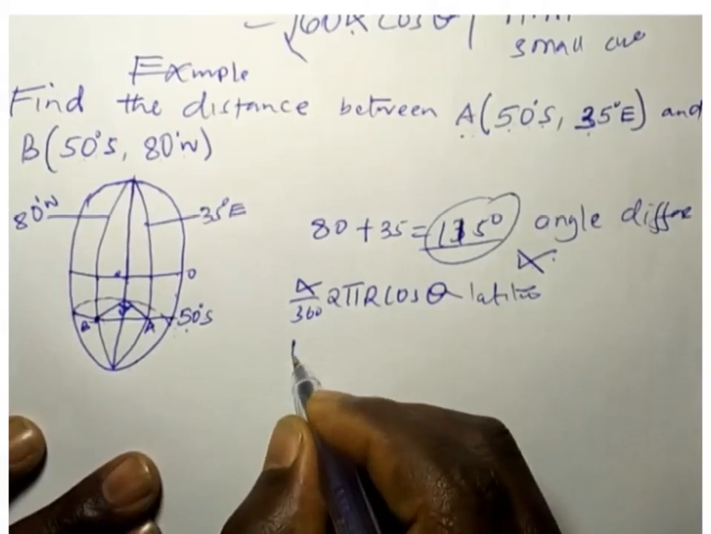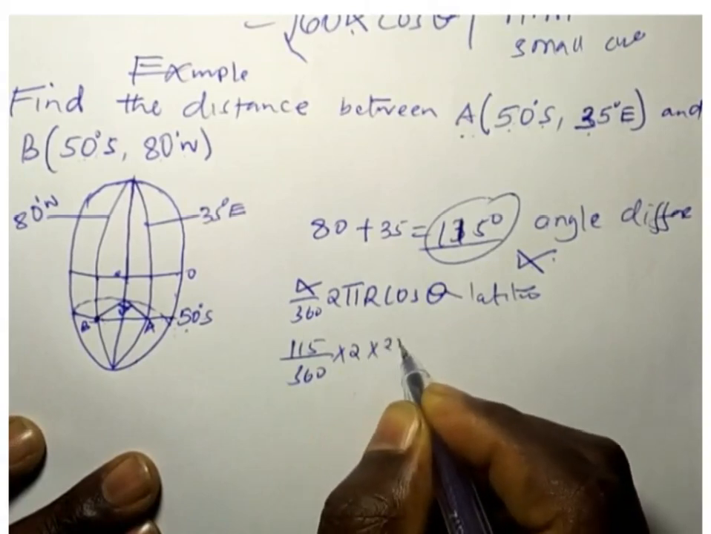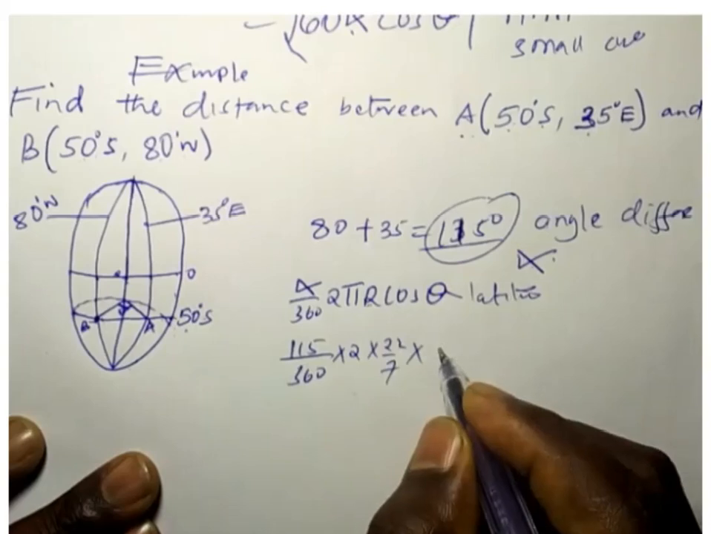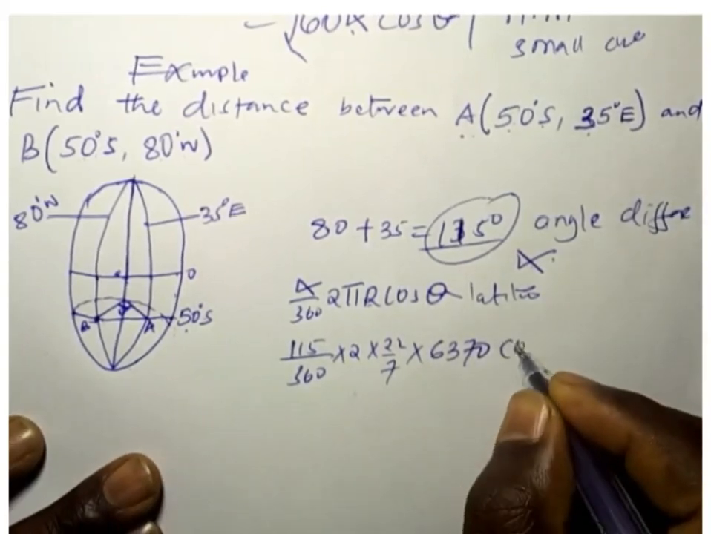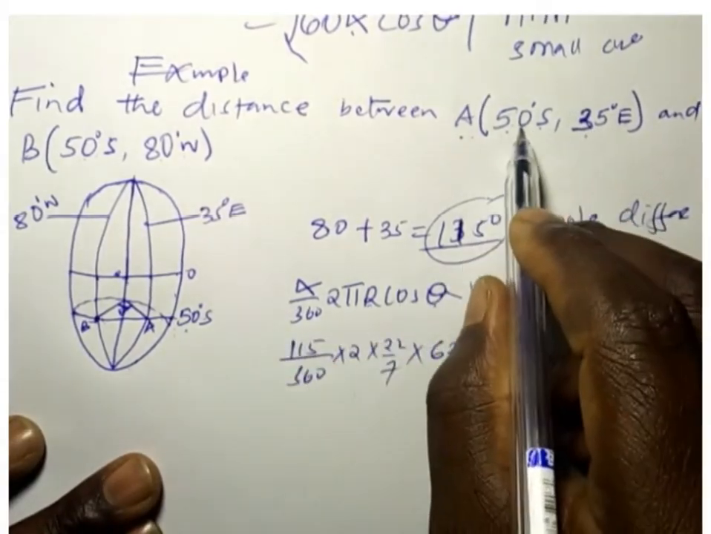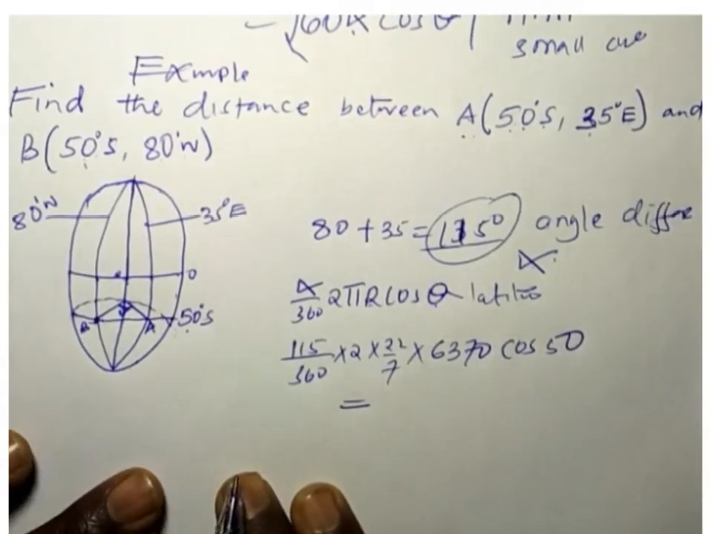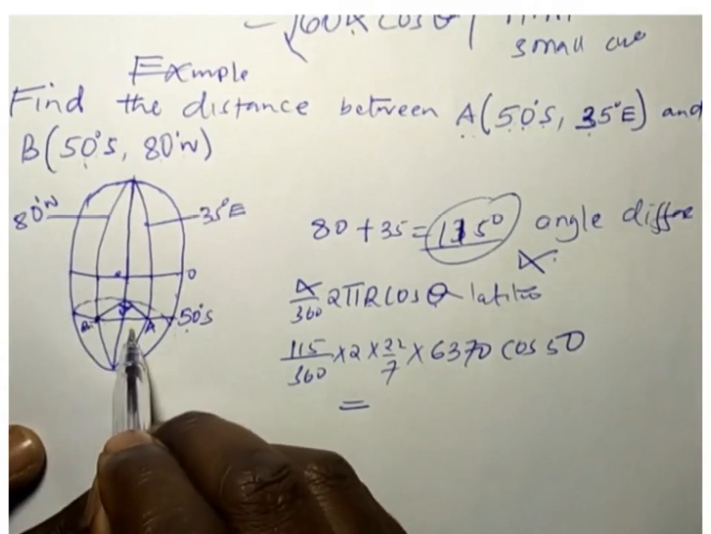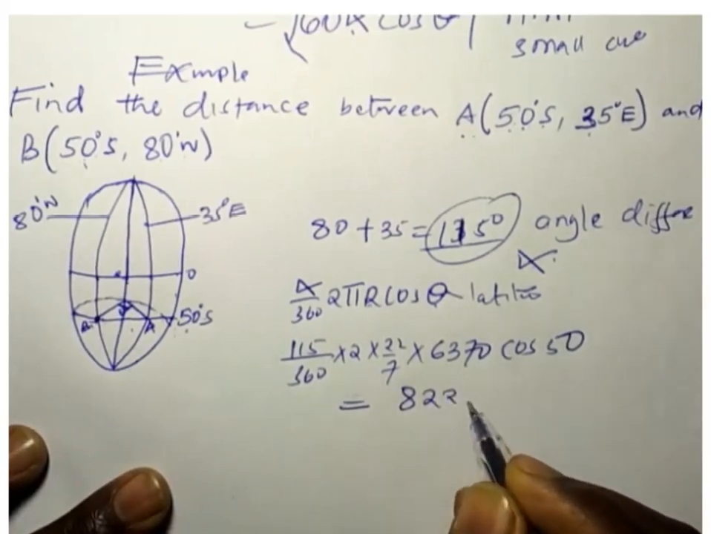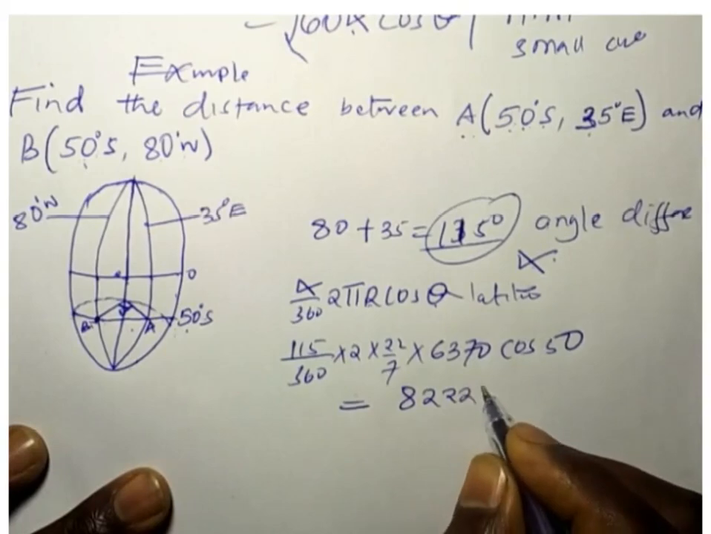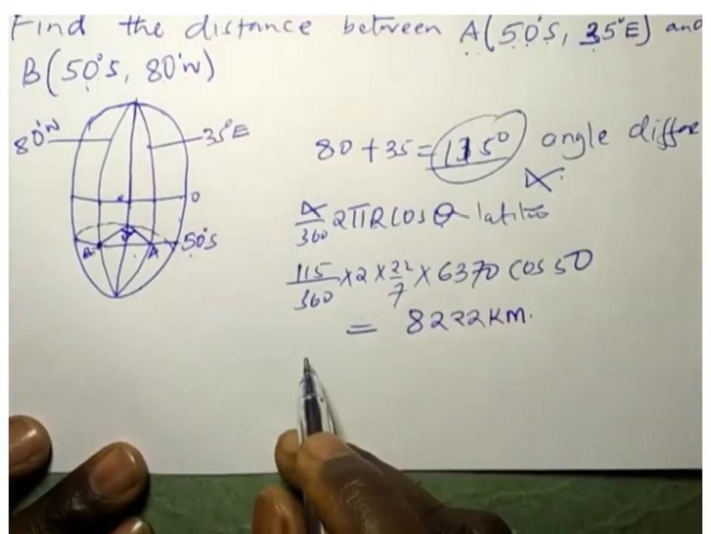So now we have 115 over 360 times 2 times 22 over 7 times r. R is 6370. Always imepeanwa hivyo. Times cos latitude. The latitude here, you can see it is 50. So this one gives us the distance along AB in kilometers, which is 822 kilometers.